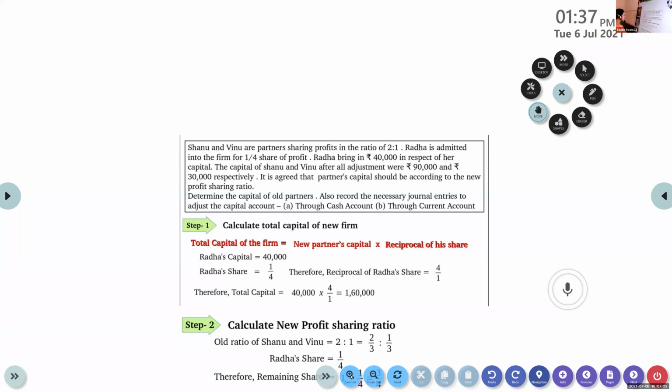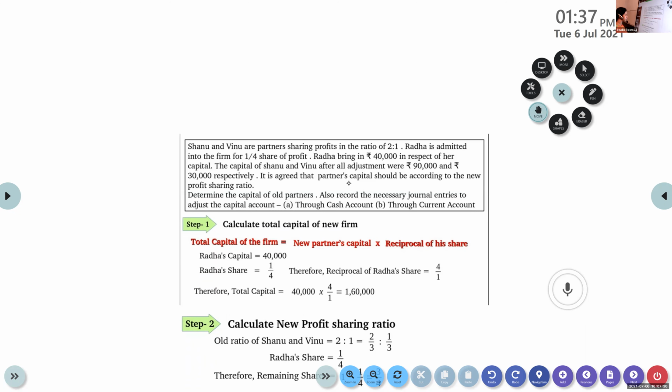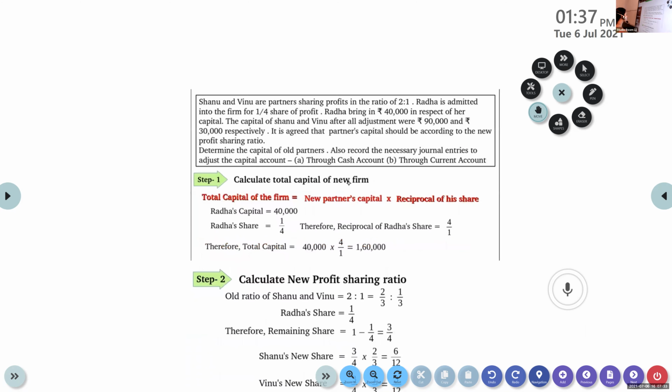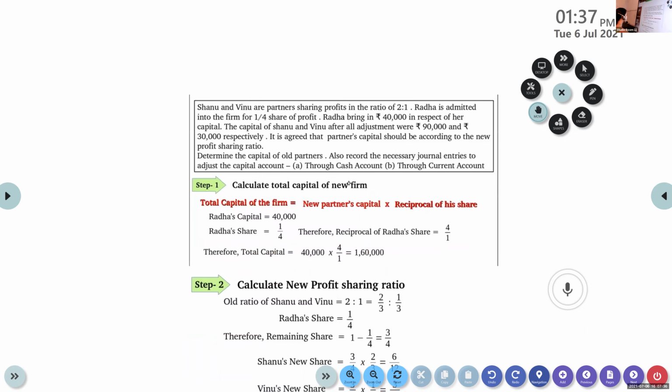Okay. So the first step is you may take down this quickly. Write it fast. Shanu, Vinu, two partners, ratio 2:1. No need to write the full sentence. Just write it the way you understand. New partner, Radha. Share 1/4. Radha's capital 40,000. After all adjustment, capital of Shanu and Vinu 90,000, 30,000 respectively.